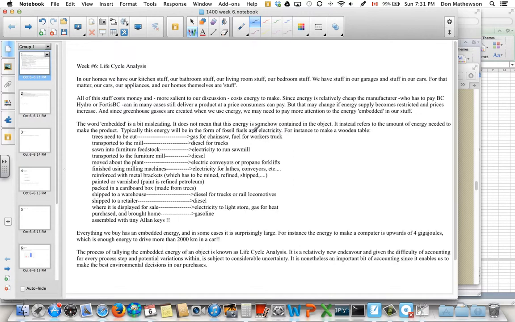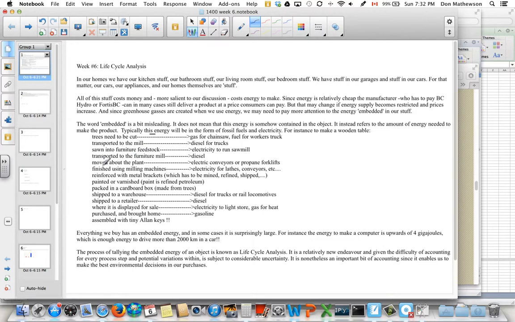So, for instance, if you think about making a wooden table, well, you got to cut down the tree, so you'll need gas for your saws and fuel for the truck. You got to transport it to the mill, so that's more diesel fuel, fossil fuel. You've got to saw it up to make furniture, and typically that's provided by electricity. In some cases, that electricity is generated on site, by burning wood, and they'll have their own little generators. So they'll have a boiler and they'll make their own electricity.